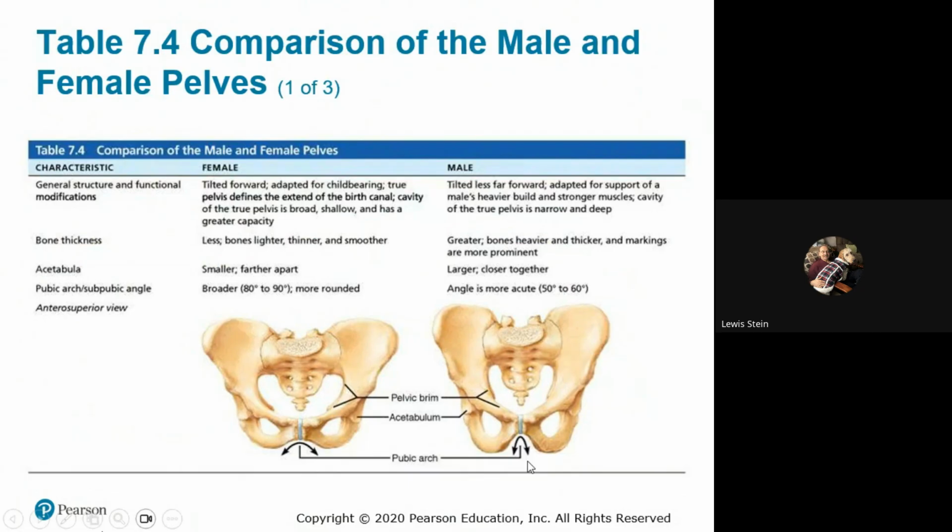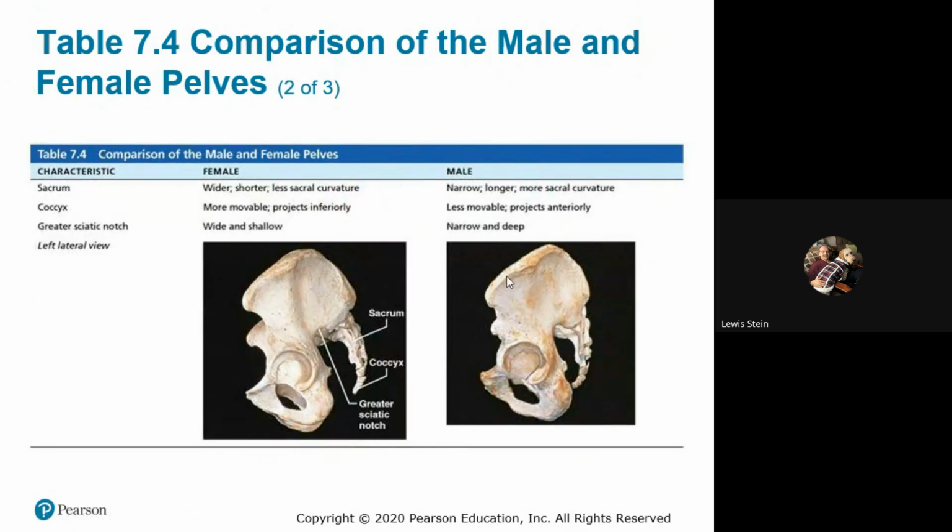That gives you a lot of information, because what that translates to in the female, tilted forward, is that the true pelvis defines the extent of the birth canal. The cavity of the true pelvis is broad and shallow and has greater capacity. This one is not tilted the same way, with the heavier build and torso that's part of it. The pelvis is narrow and deep. There are some really good illustrations. Look at this. In the female, here you can see the tilt going this way, here being more upright, judging by where the sacrum is. But look what that does.